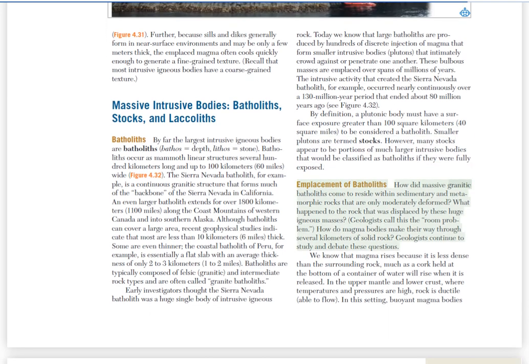How did massive granitic batholiths come to reside within sedimentary and metamorphic rocks that are only moderately deformed? What happened to the rock that was displaced by these huge igneous masses? How do magma bodies make their way through several kilometers of solid rock? Geologists continue to study and debate these questions.